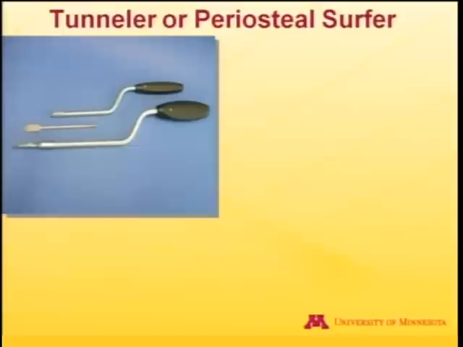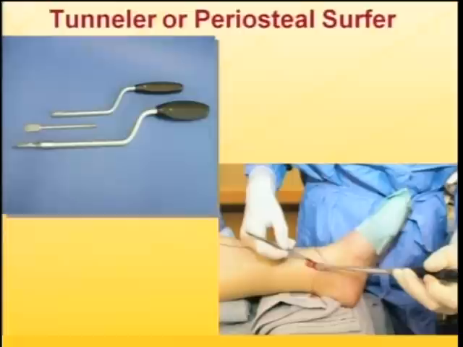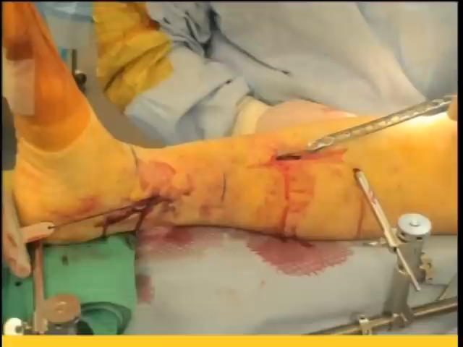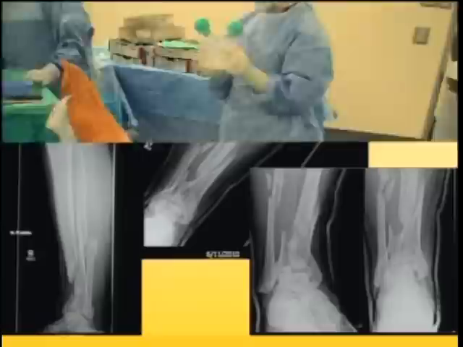The periosteal surfer is a good tool to be able to create a tunnel without traumatizing the tissue. And so here is applied such a case, and you can suture the heavy braided suture and pull the plate right through in a single, as atraumatic as possible way to yield small approaches. Here's the application of such a case.